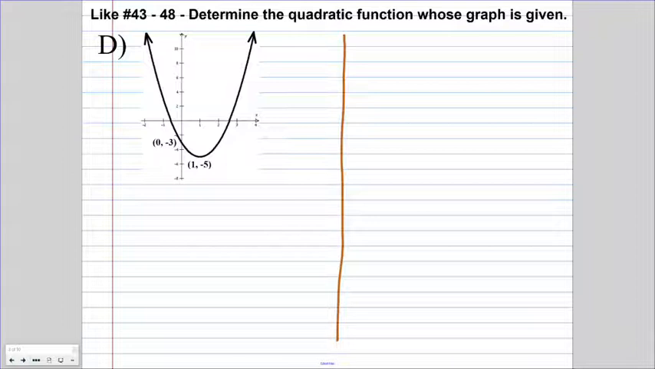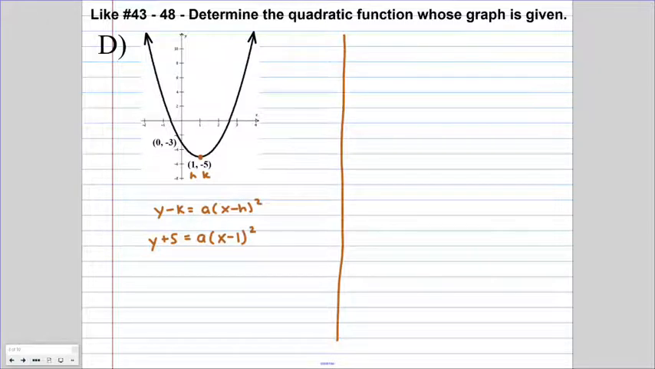So what do we know about this graph? Looking at it, we have the vertex here. This is h and this is k. If I start with the standard vertex form of any parabola, then I can start filling in what I know. I know k is negative 5, so this becomes y minus negative 5, which is just y plus 5. And h is 1, so on the inside it is x minus 1.